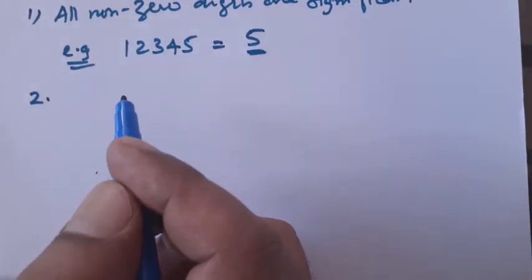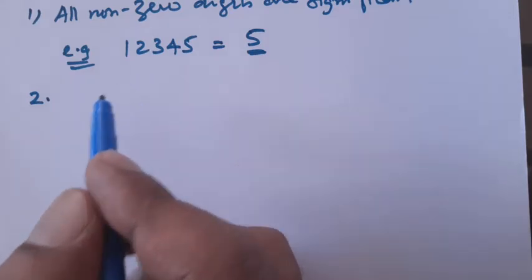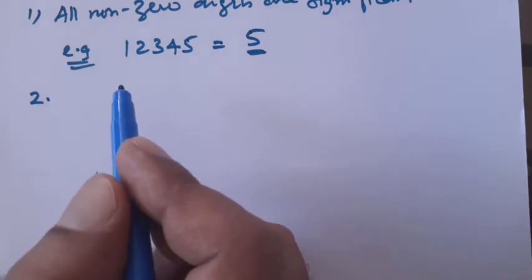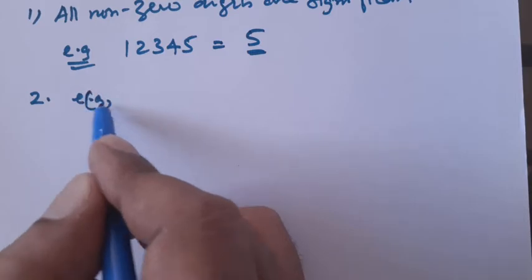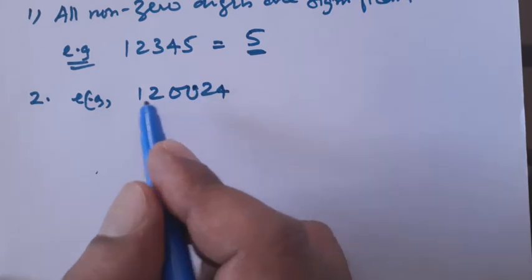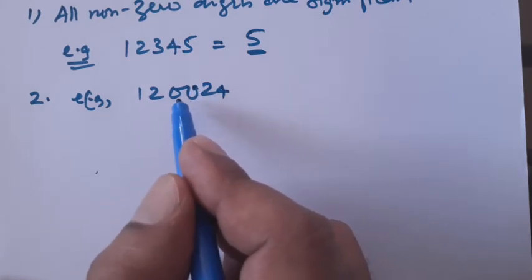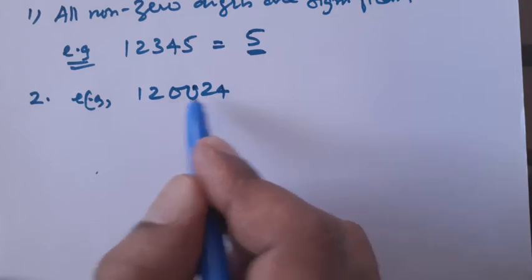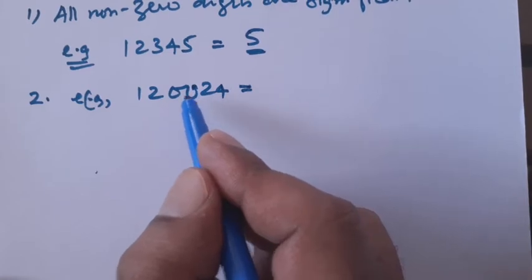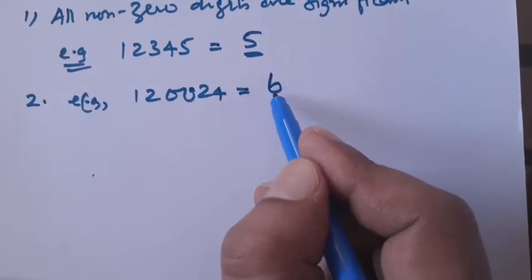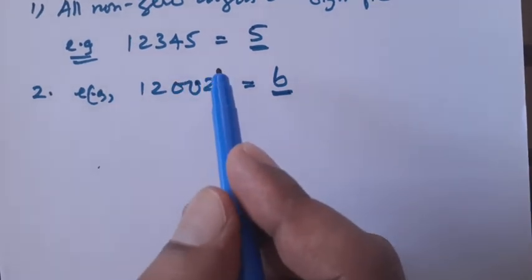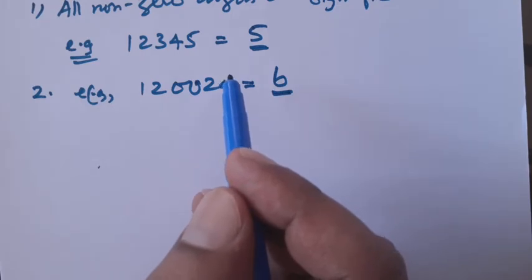All zeros occurring between two non-zero digits. All zeros which occur between two non-zero digits are significant. Say, for example, 1, 2, 0, 0, 2, 4. Now these two zeros lie in between non-zero digits. So these two are taken as significant figures, though these two are zeros. So here in this case the significant figure is 6. So all zeros occurring between two non-zero digits are significant.